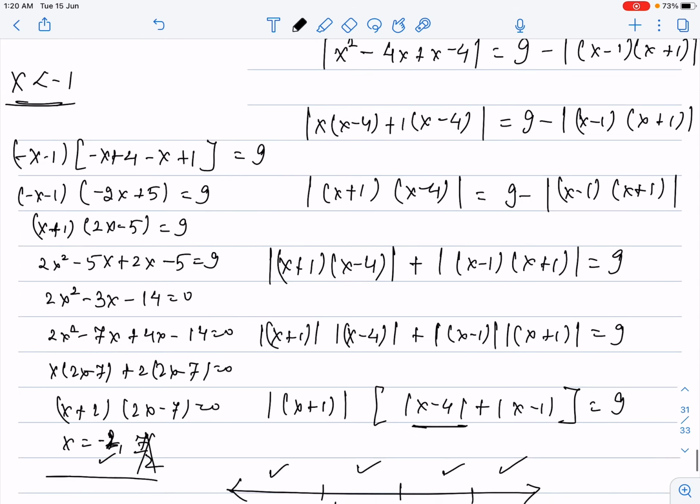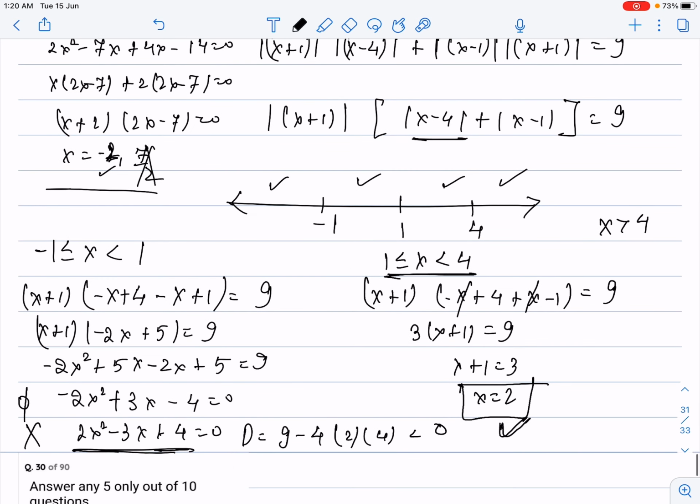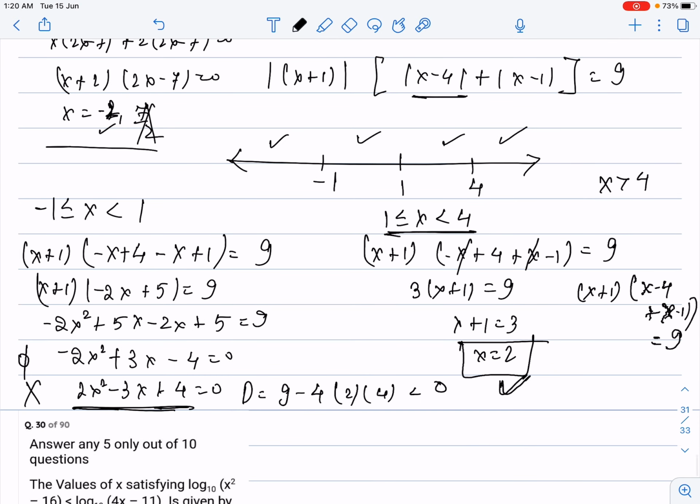Now let's look for the last case over here, that is x is greater than 4. So we'll be writing what? The first mod will be opening with the positive sign, that is x plus 1. Then the next mod will be opening with what? Positive sign only, that is x minus 4. And then the next mod will be opening with the positive sign, that is x minus 1, that is equal to 9, okay? So that will be becoming what? X plus 1 multiplied by 2x minus 5 is equal to 9.